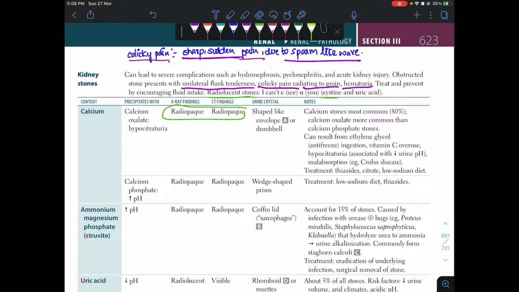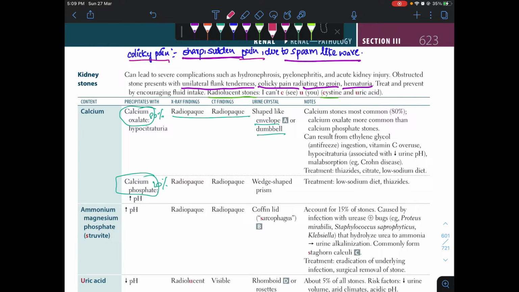The first kidney stone includes calcium stones. We have two types of calcium stones: calcium oxalate and calcium phosphate. Most calcium stones are calcium oxalate, about 80%, and calcium phosphate stones make up about 20%. These are radio opaque on both CT and X-ray, and are envelope shaped and dumbbell shaped. And the most common cause is idiopathic hypercalciuria.